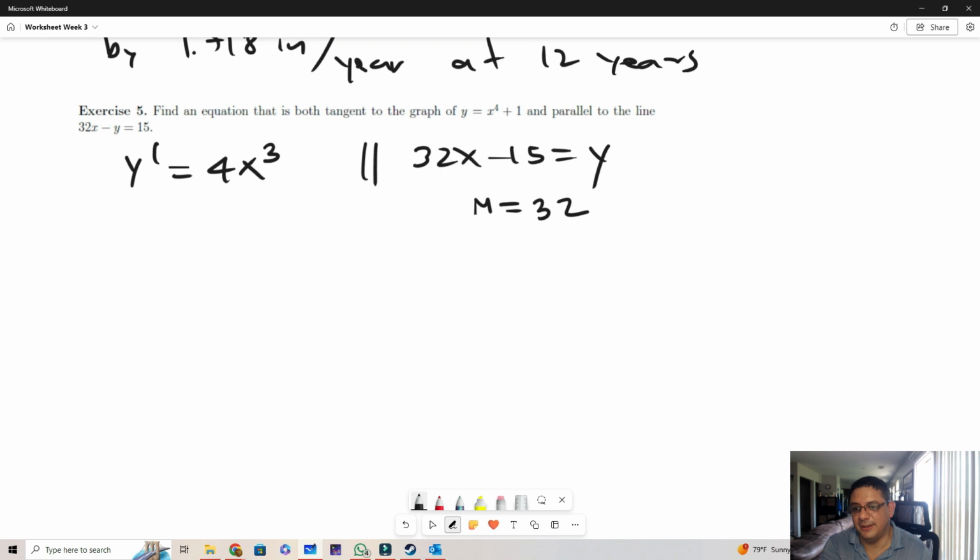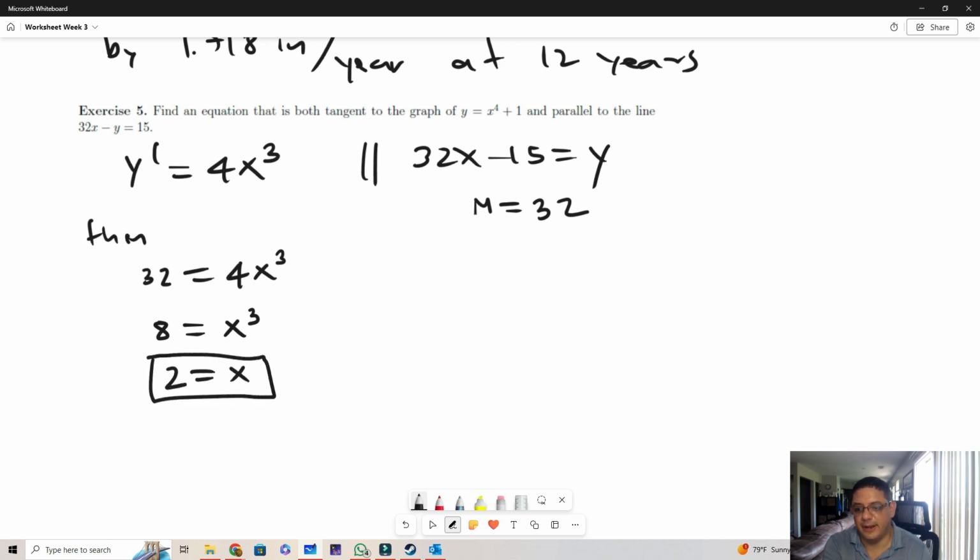So this means that 32 has to equal 4x cubed. So 8 has to be x cubed, which means that x has to be 2. And so we just found the x. Now f of 2, which is the value, will be 2 to the 4 plus 1. So it will be 17.